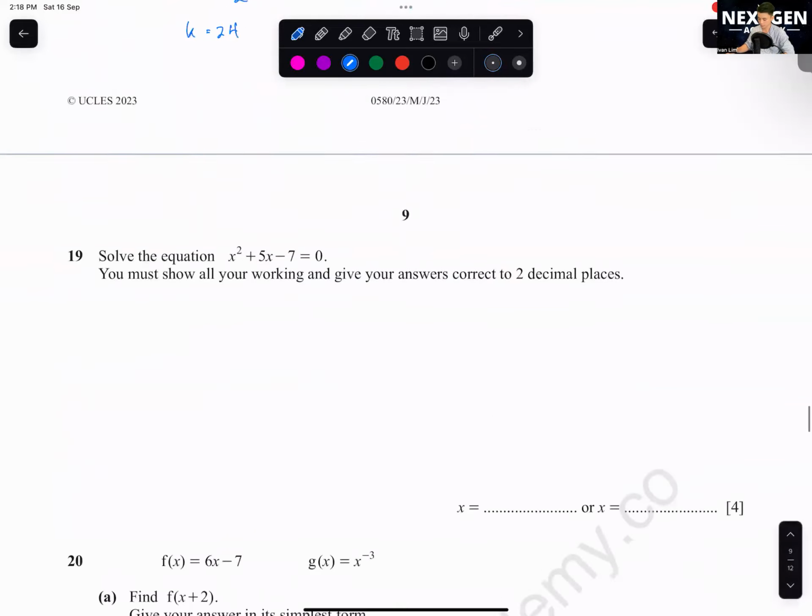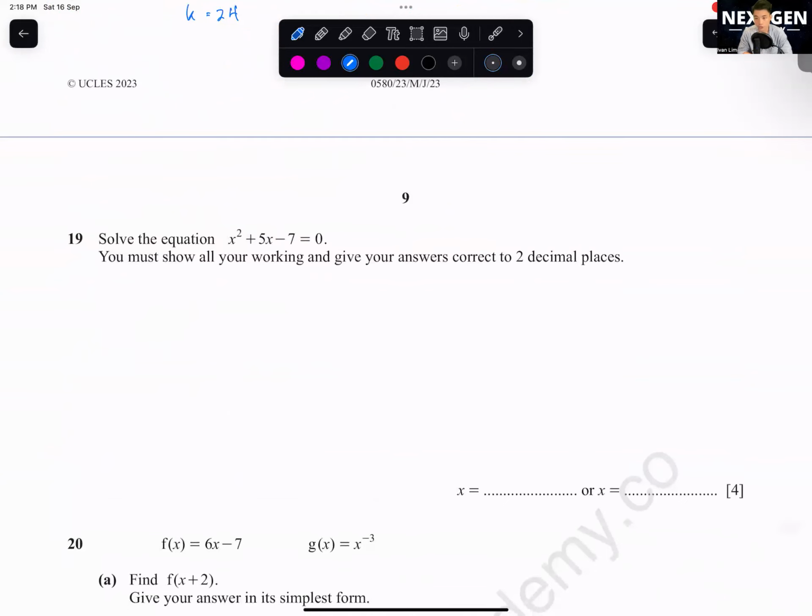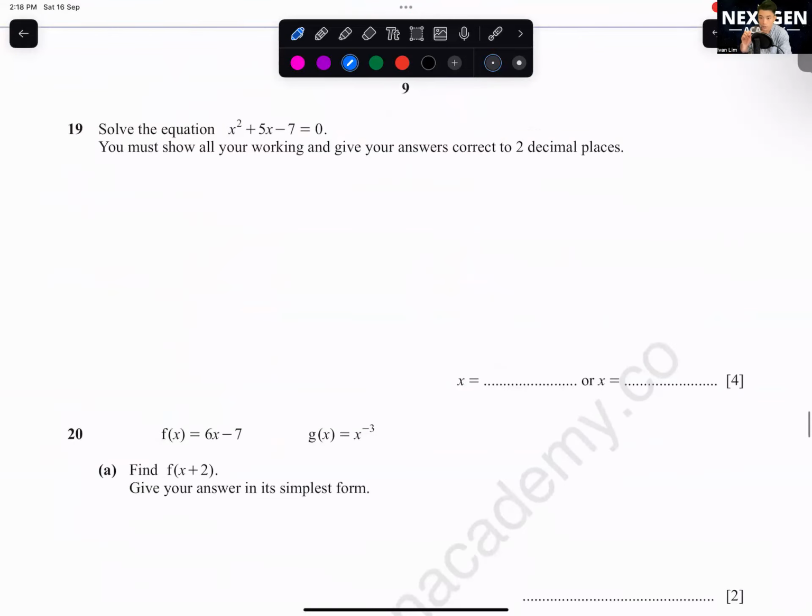19. Solve the equation. You must show all your working and give your answer correct to 2 decimal places. When you do a quadratic equation or cubic equation, whatever, when you want to do solving, use your calculator to find the answer first. Don't go and crack your head in the exam. Even though they say you cannot use the calculator, use the calculator to find the answer first.